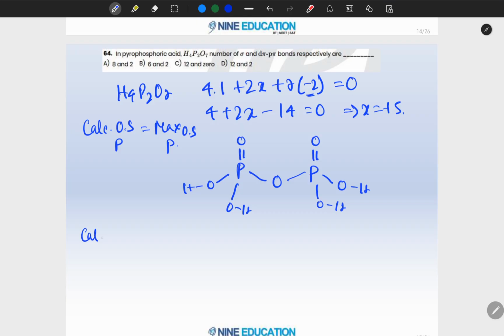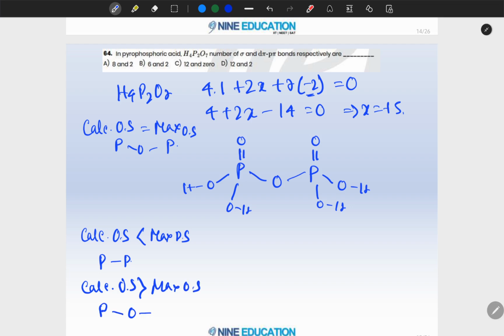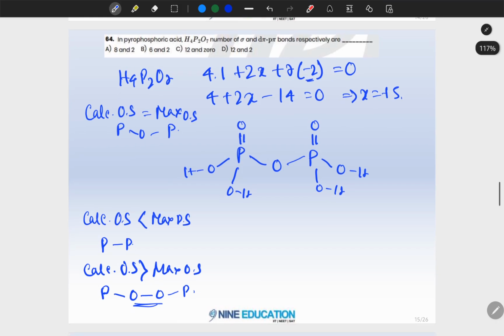So if the value of calculated oxidation state is less than maximum oxidation state, then there must be a phosphorus-phosphorus bond, and if the value of calculated oxidation state is greater than maximum oxidation state, then there must be a phosphorus-oxygen-phosphorus bond, a peroxy linkage must be present. So in this case, since the values are matching, that's why a P-O-P bond is present. So this is the bridging oxygen over here.